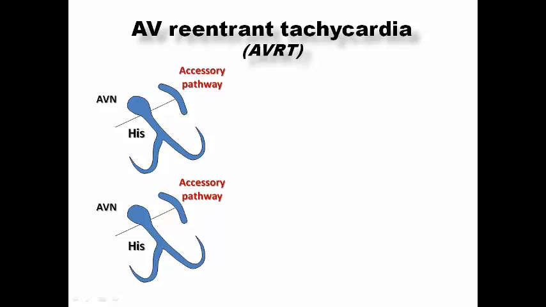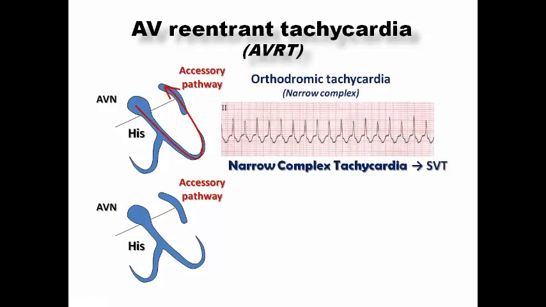So we have two forms of AVRT. It may be an antegrade conduction through the AV node and His-Purkinje system, and then retrograde through the accessory pathway. So I expect, because the antegrade was through the His-Purkinje system, it leads to rapid ventricular depolarization with narrow-complex tachycardia. So orthodromic AVRT is a form of SVT.